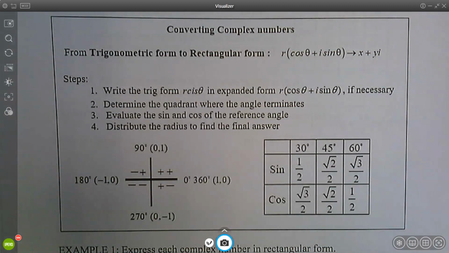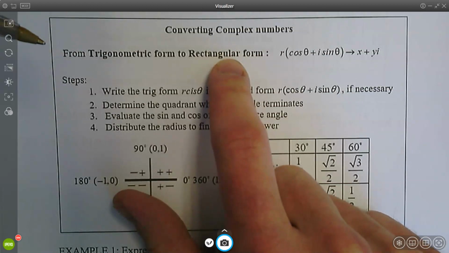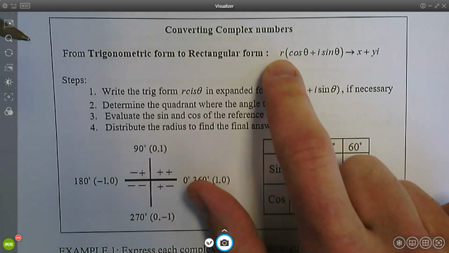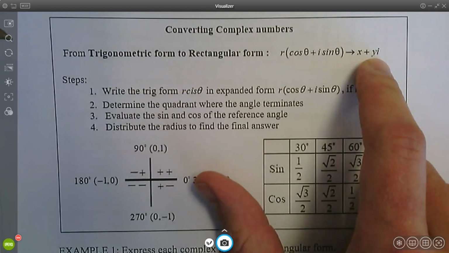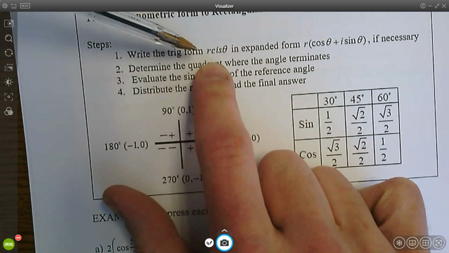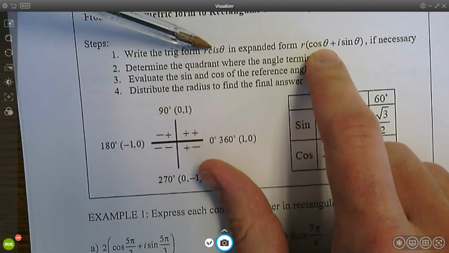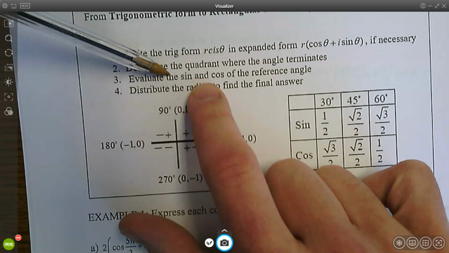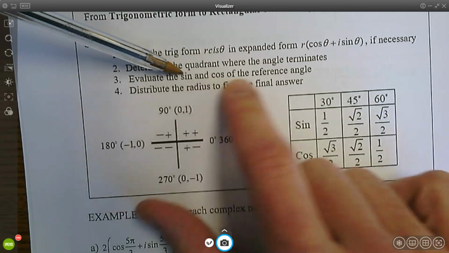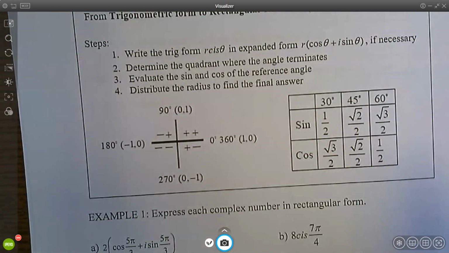This section of the lesson covers converting from trigonometric or polar form to rectangular form. So you're going to start with things with a radius measure and an angle measure and convert them to a complex number, x plus yi. A couple of steps that we want to cover. If it's written in this abbreviated form, we can expand it if necessary. We're going to figure out what quadrant the angle's in, and if sine or cosine is positive or negative, and figure out our reference angle. And then we're going to distribute the radius to find our answer.